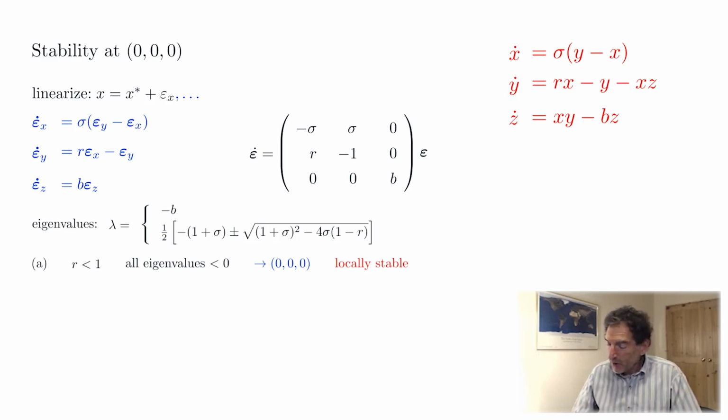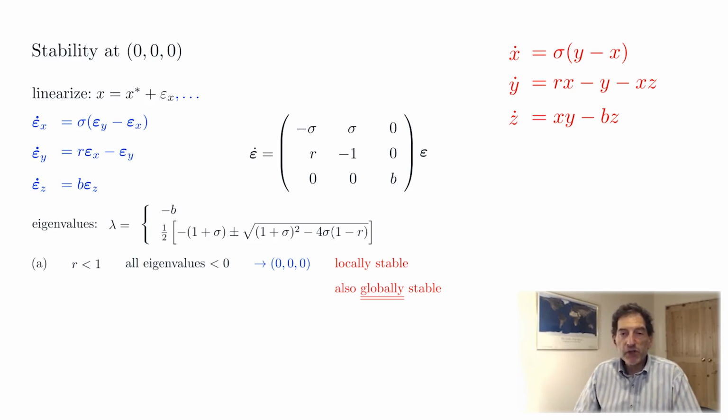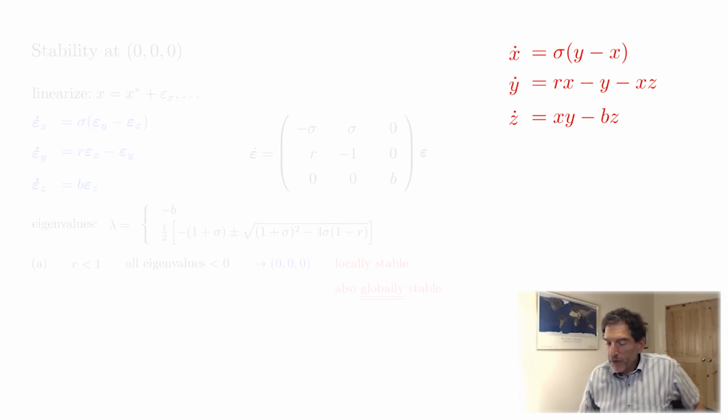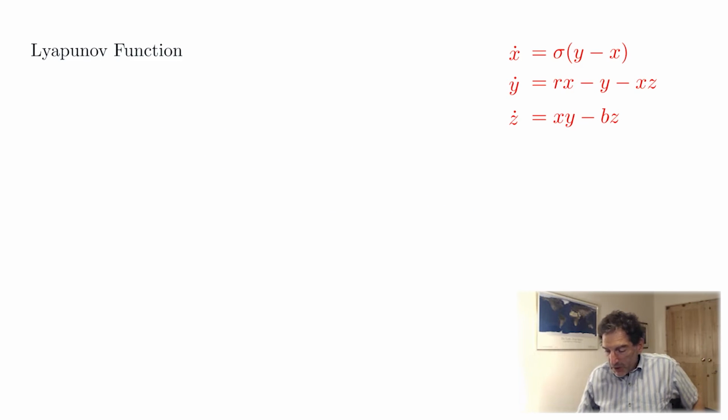But in fact, there's more than that. It turns out that 0, 0, 0 is also globally stable. What that means is when r is less than 1, it doesn't matter where you start, you'll always end up at the fixed point at the origin. The way to show this is by constructing something known as a Lyapunov function, which is an energy-like function that always decreases and is equal to 0 at the fixed point at the origin. This will imply that no matter where you start, you end up at the origin. It's a very beautiful trick that's worth pursuing.